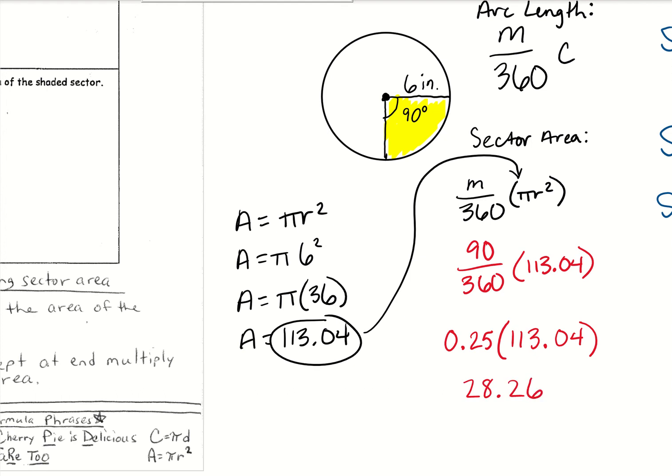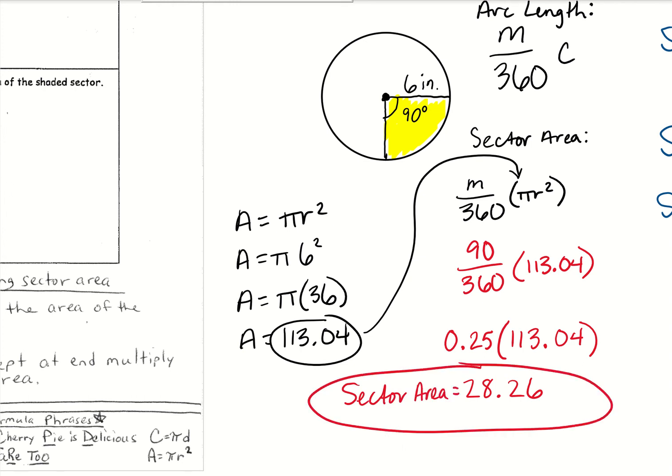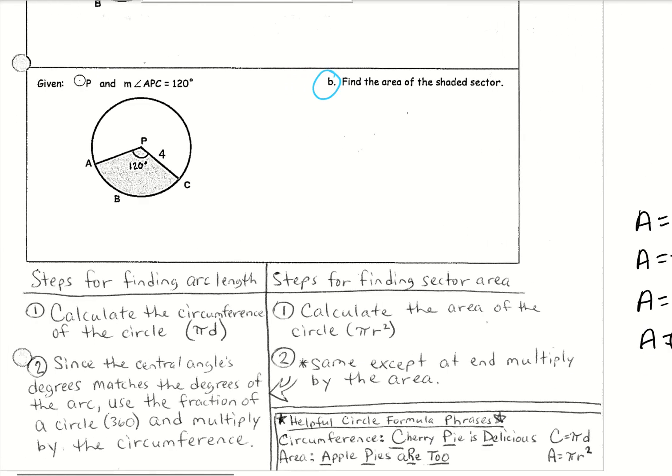So the sector area is going to be 28.26, and that'll be units squared, guys. Just like our standard area is in square units, our sector area will also be in units squared. So finish copying this down if you need to and double check your notes. After that, I'm going to have you guys do this Got It problem B, which I've already got circled for you.